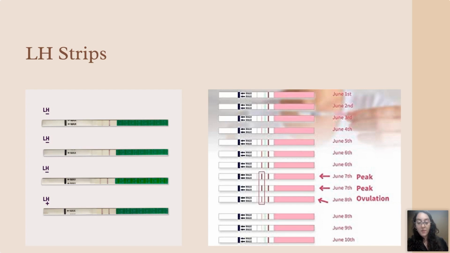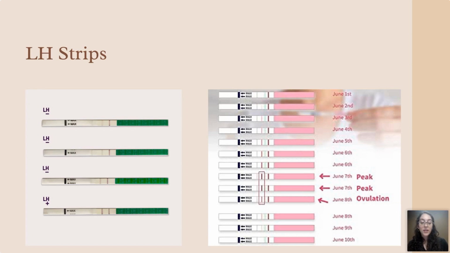So you'll see here on the chart on the right, this is not like a COVID test. I always tell my patients that a line being there does not mean it's positive. You want a line that is as thick or darker than the control line. So you'll see here these 3, it's darker, or just the same color as the control line. This is showing that your LH is surging and you're about to ovulate.